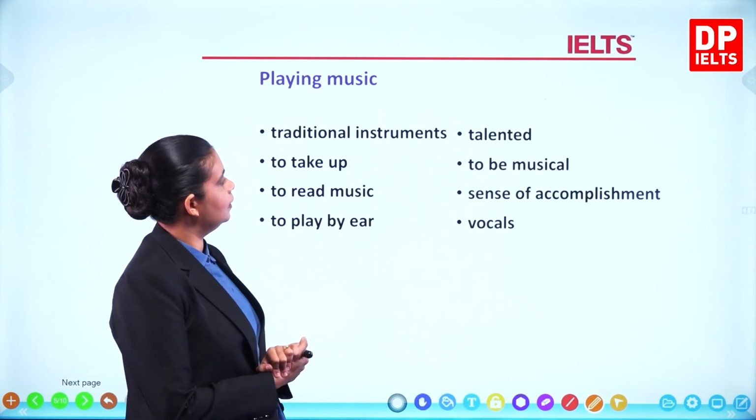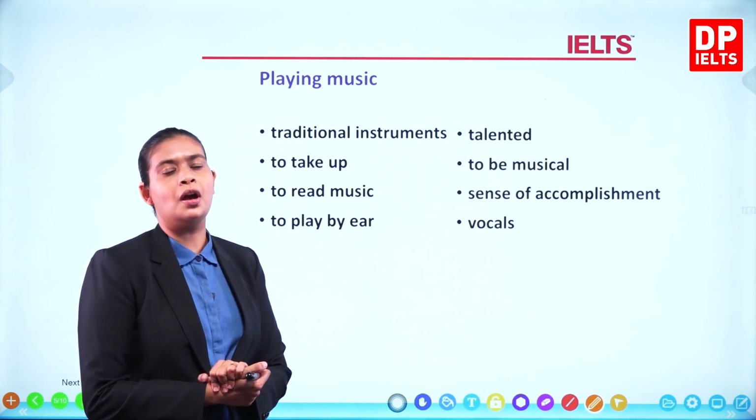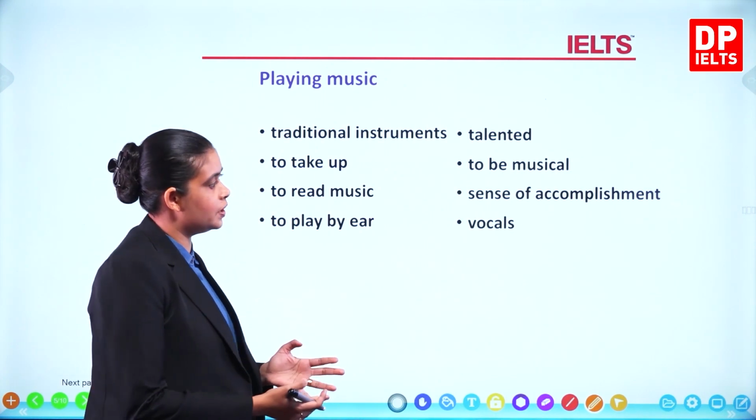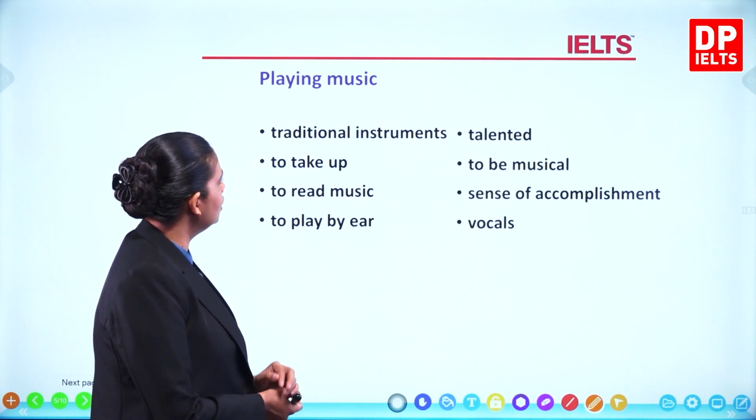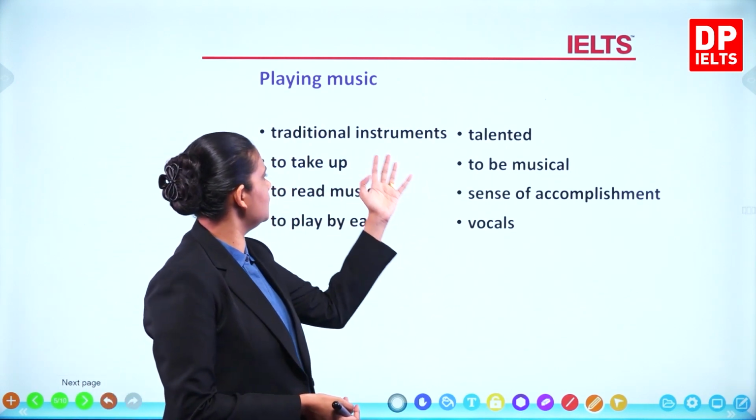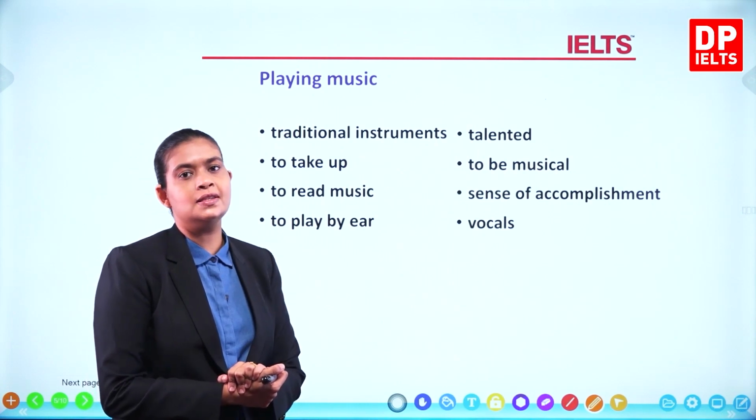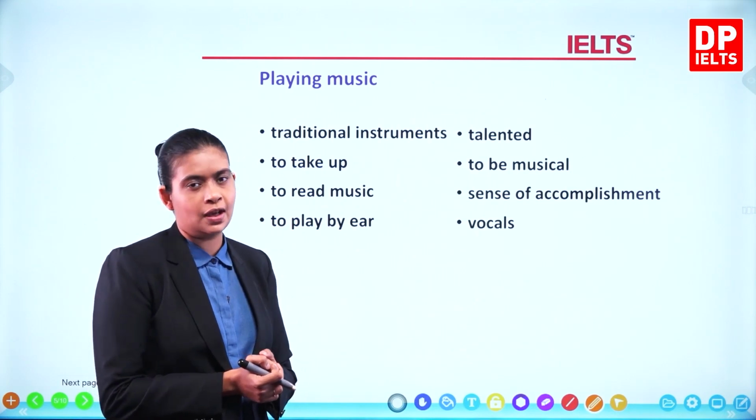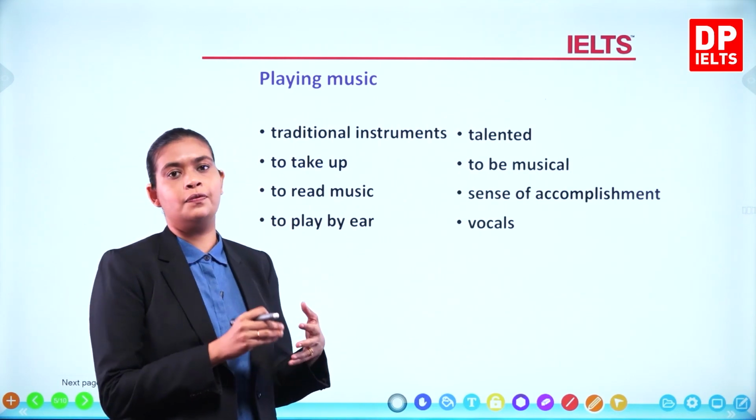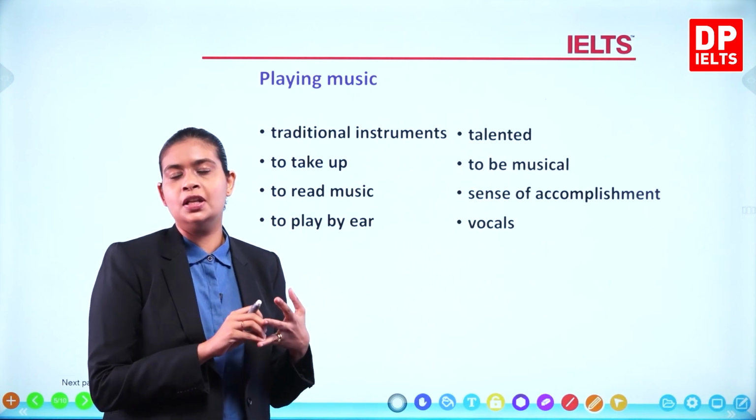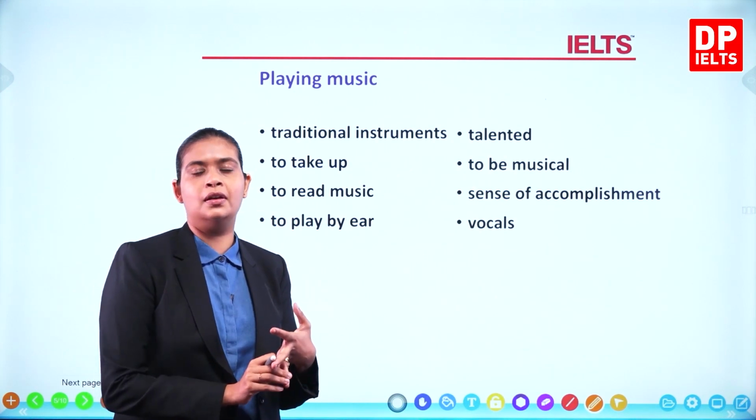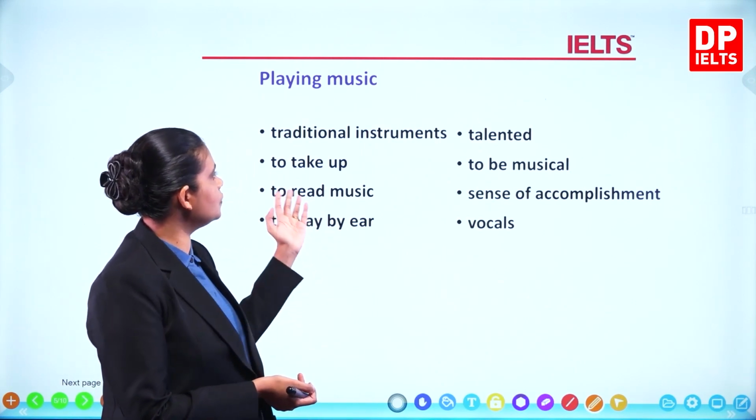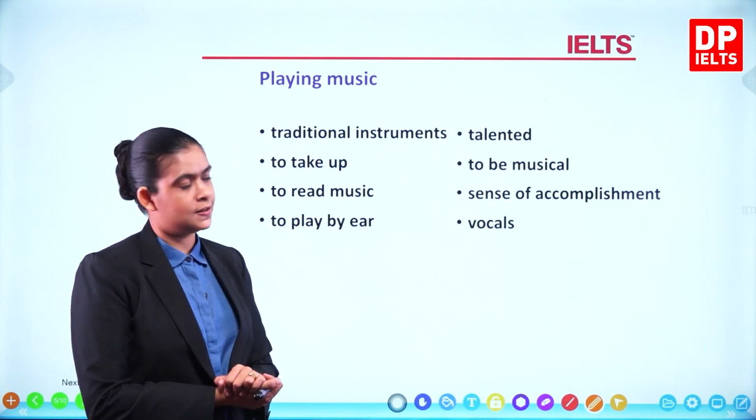Playing music. Now here are some of the words that you would come across when you study about music, musical instruments or playing music, okay? Traditional instruments. What do you mean by traditional instruments? It means what you use for developing or composing traditional music, right? So we have some traditional instruments like the flute, the drum. Even in drums, we have yakbera, gatabera, right? We have the thamena. So you've got different types of drums, right? So those could be traditional instruments.